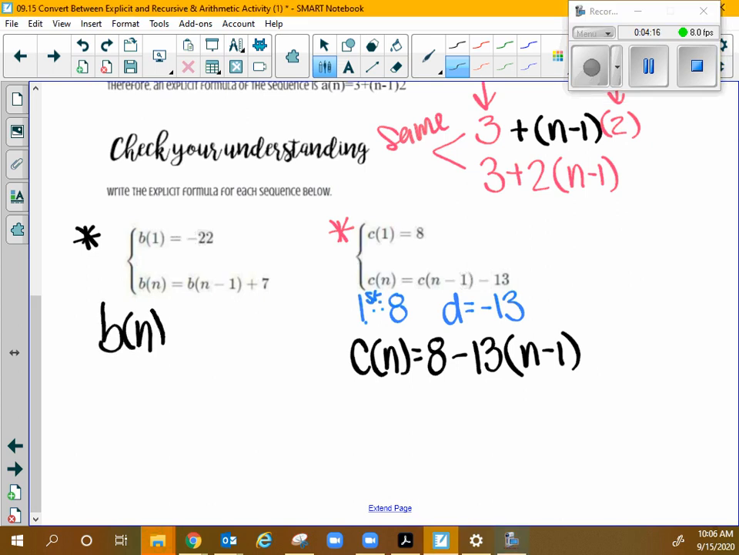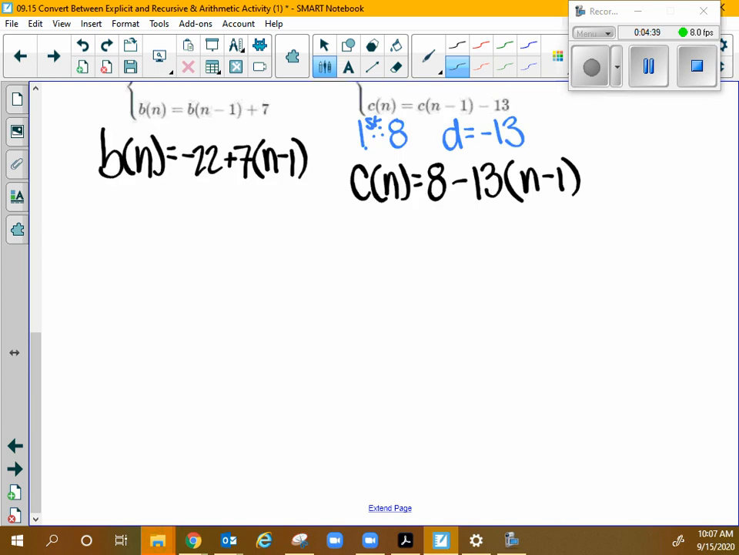C of n equals negative 22. Okay, n minus 1. I had a good question when I was walking around, so since this is still explicit, we can find any term with explicit. So let's find one of our terms. Pick a position. 50. Okay. So if I'm trying to find the 50th term, what am I replacing with 50? N. Okay. So negative 22 plus 7 times 50 minus 1.